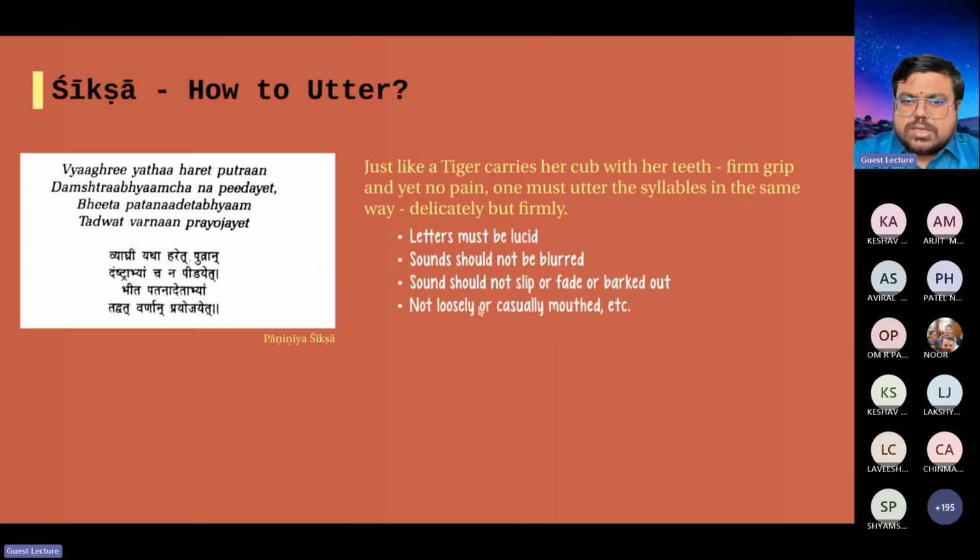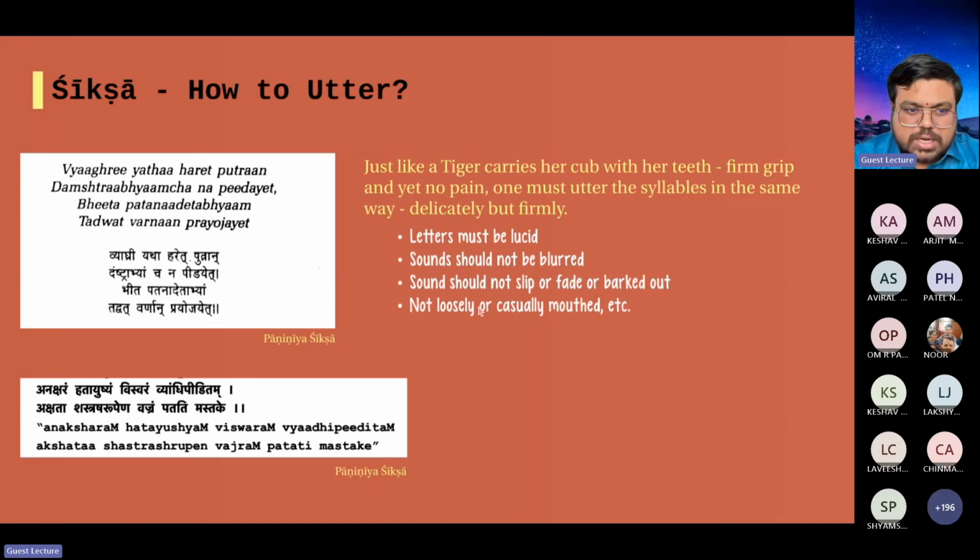So letters must be lucid. Sounds should not be blurred. Sounds should not slip away, fade away, or be barked out. They should not be loosely or casually mouthed, and so on and so forth. There are many rules that are given as to how to utter. So learning Sanskrit doesn't mean to just sit in a classroom and learn the normal letters and syllables. You need to go to a properly trained Vedic scholar to know all the delicate aspects of utterance, because even a slight change will cause some difference to the meaning and the effect that is to be imparted.